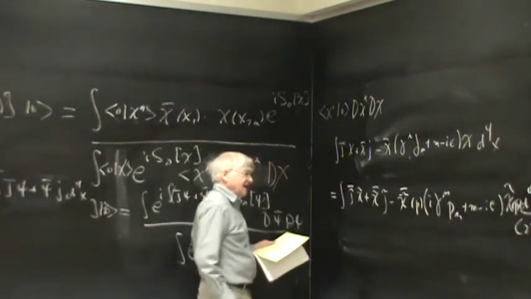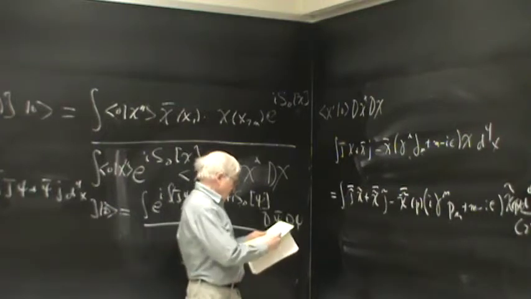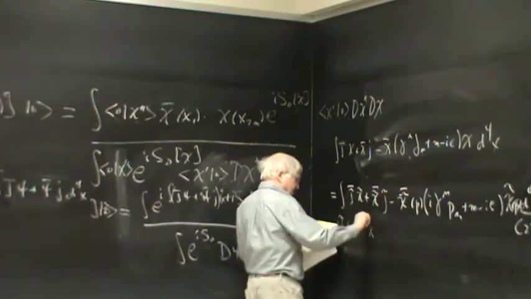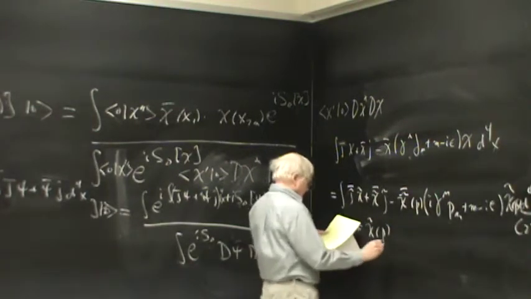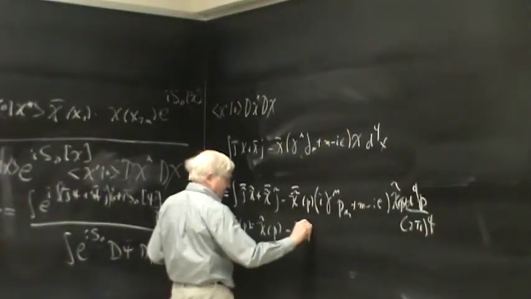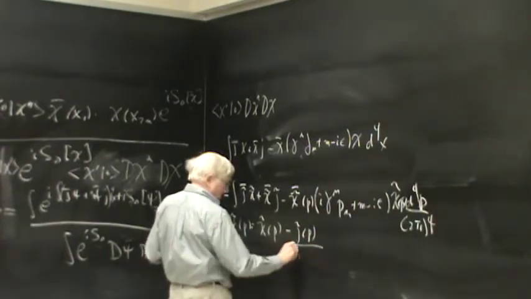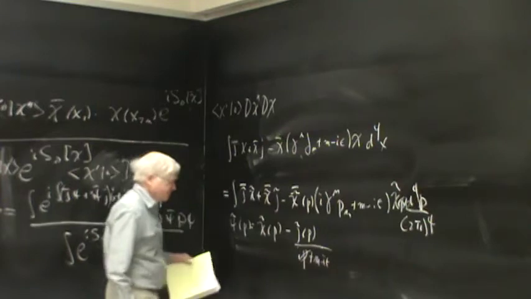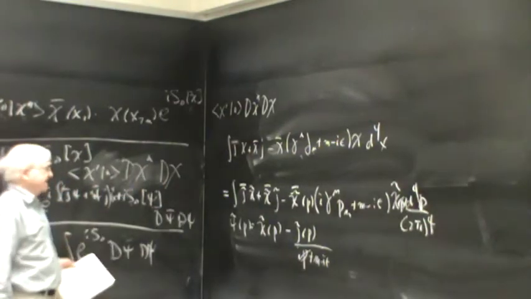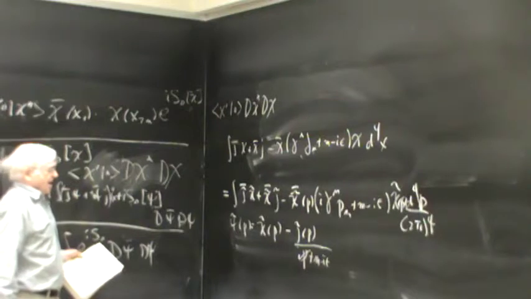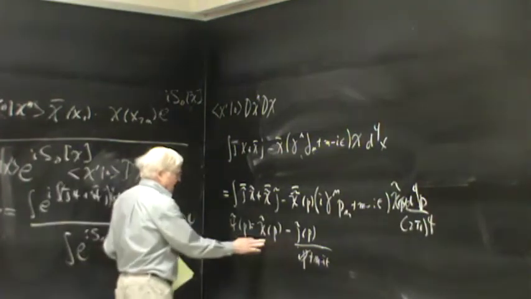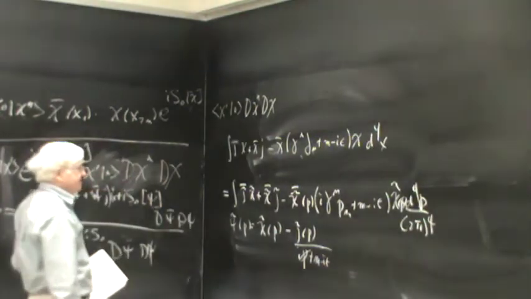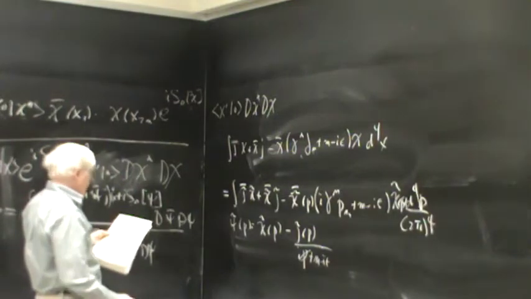And now we make a shift. We set psi tilde of p equal to chi tilde of p minus j tilde of p divided by i p-slash plus m minus i epsilon. If you want, you can blow away the minus i epsilon there. And now, in effect, we're setting chi equal to psi plus j tilde over this structure.